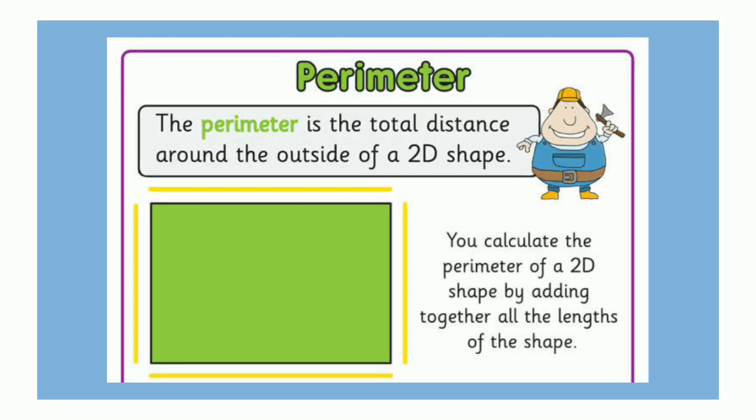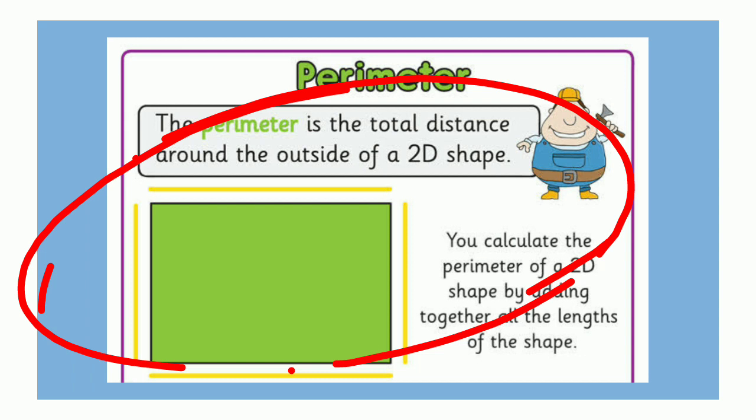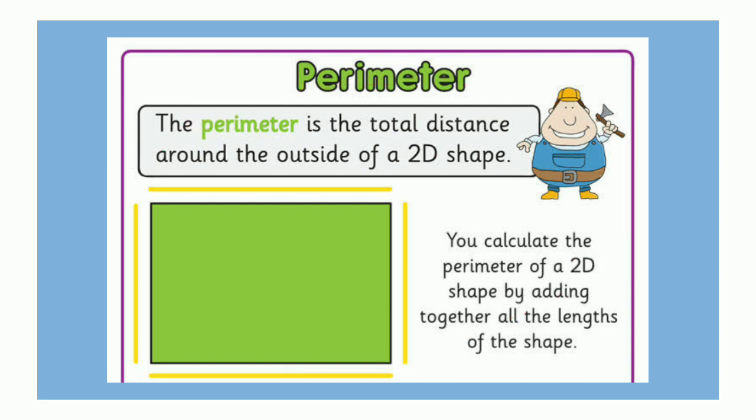Okay. Then what is perimeter? The perimeter is the total distance around the outside of a 2D shape. That means you calculate the perimeter of a 2D shape by adding together all the lengths of the shape. That means in a rectangle we have four sides. So add all the sides. That is the boundary. So add the length of the boundary. You will get the perimeter of that 2D shape.